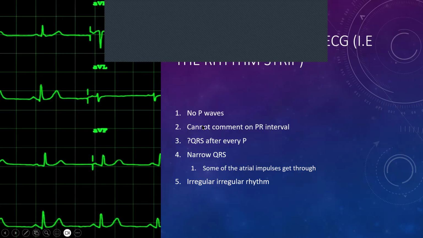So the very particular things that you see about AFib on an ECG: there are no P waves, or let's say no discernible P waves. You cannot say anything about a PR interval in that case. And you can't say that there's a QRS after every P. And especially in AFib, the signal is getting passed on intermittently. It's not getting passed on consistently. So that's where the problem comes about. But because the signal is getting passed through, you are getting a narrow QRS complex, okay? And it's an irregular rhythm.